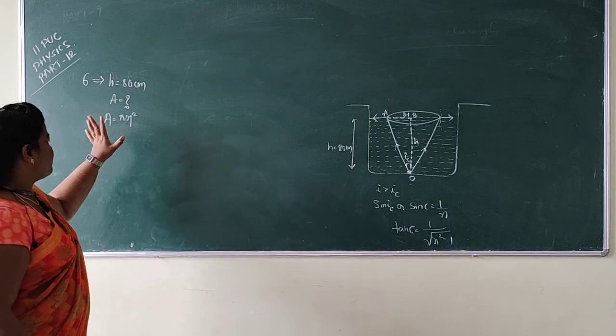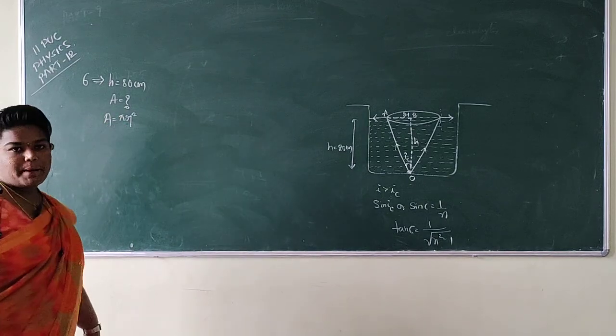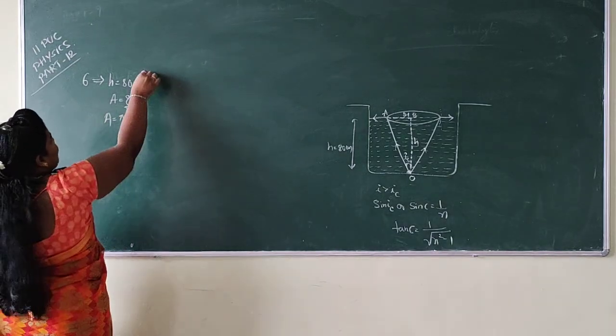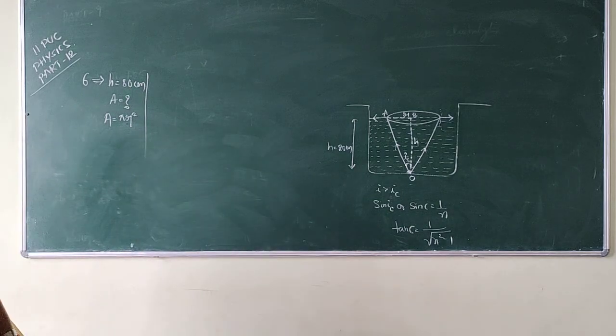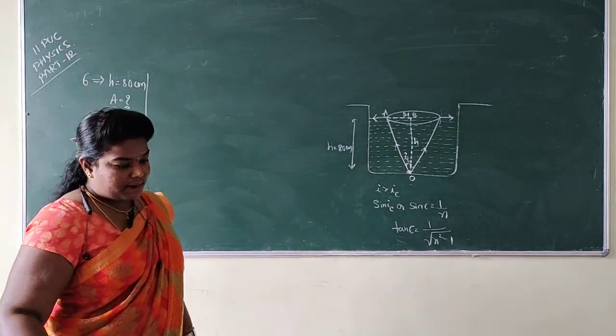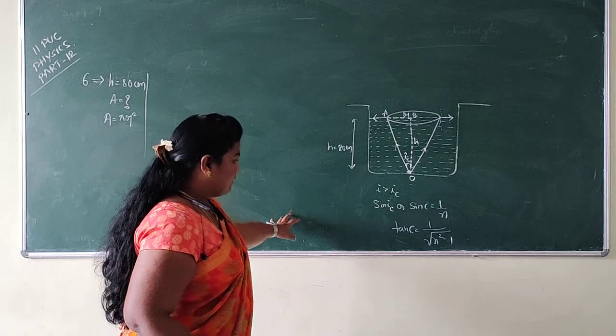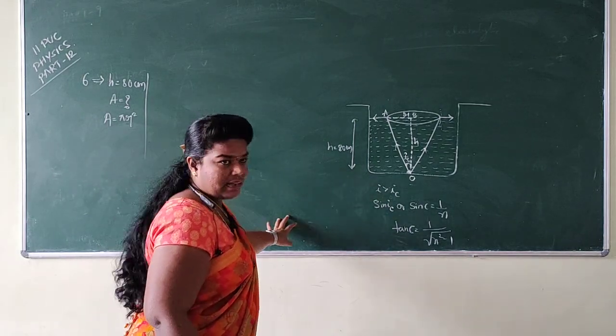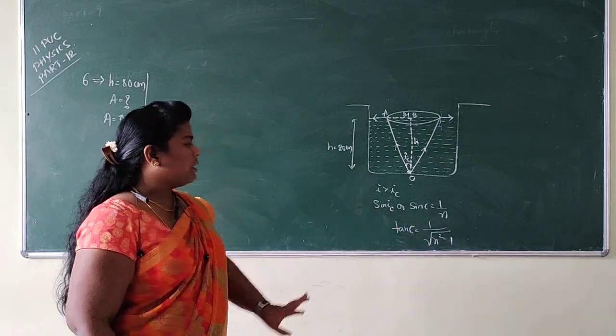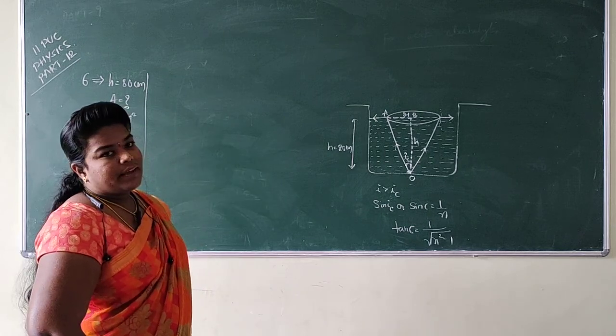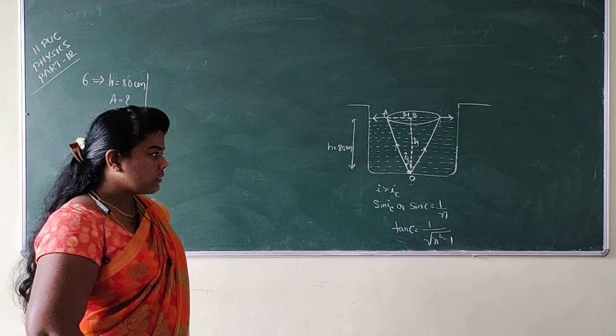Now let us move on to the calculation of area. That is equal to pi r square. First you need r. Let us move to the calculation of r. So how will you calculate r? Here I have already written that tan c is equal to 1 by square root of n square minus 1.